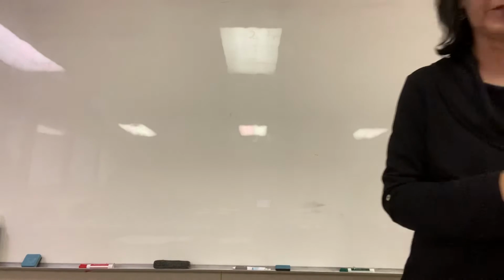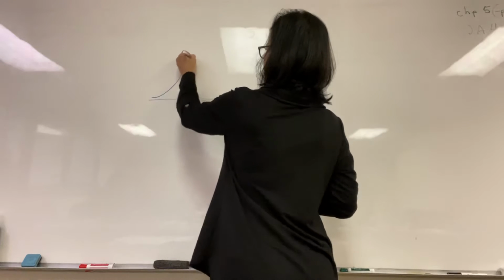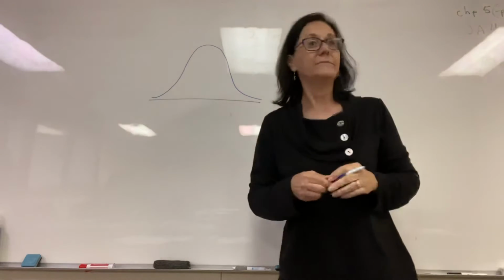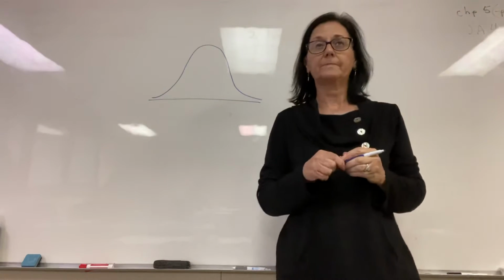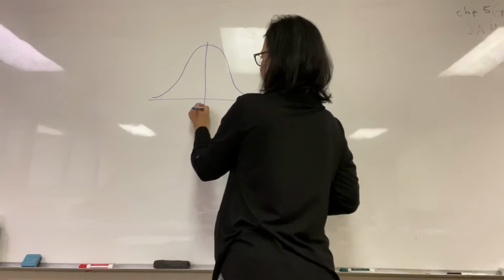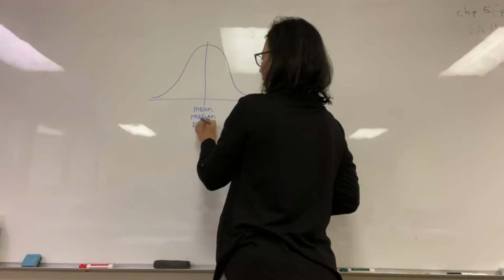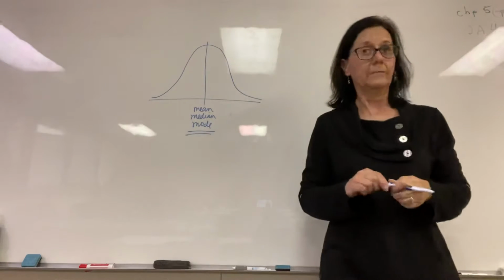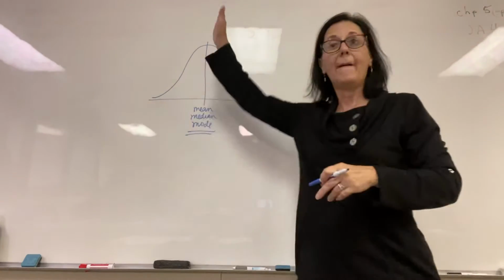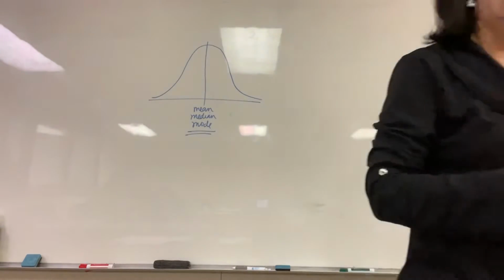A normal distribution looks just like this. It's called a bell-shaped curve. A normal distribution is always a bell-shaped curve, and with a normal distribution, the mean, the median, and the mode are all the same value. So it's symmetric about that maximum point of the bell-shaped curve.